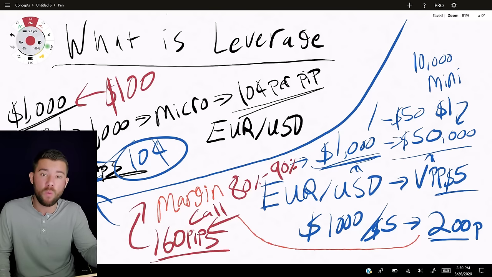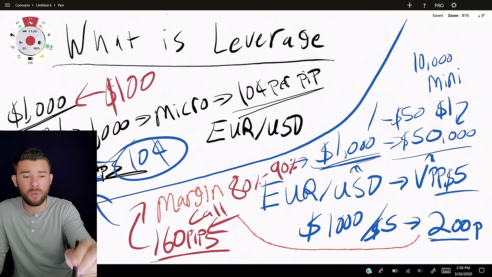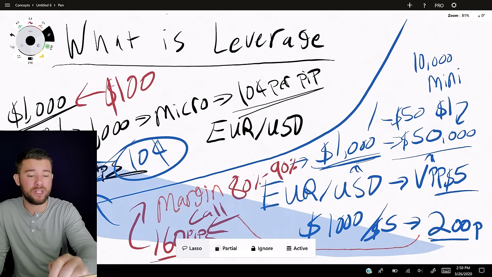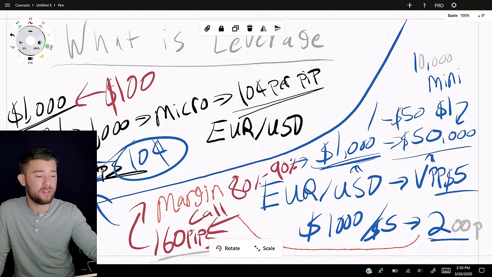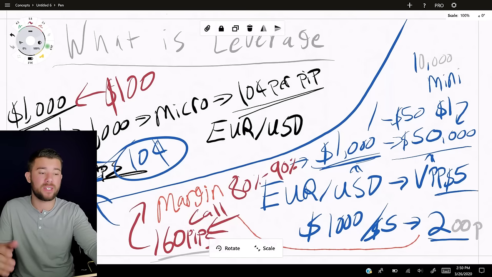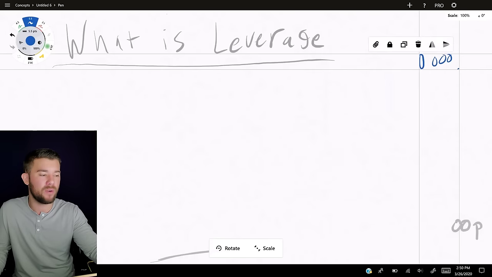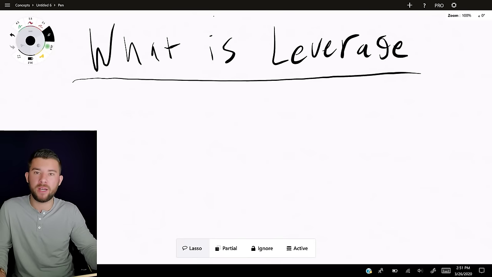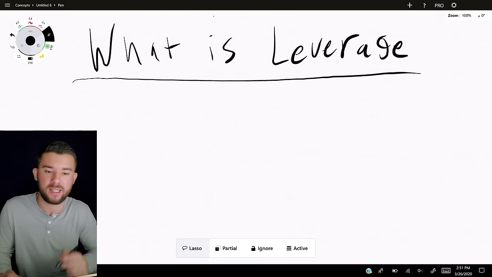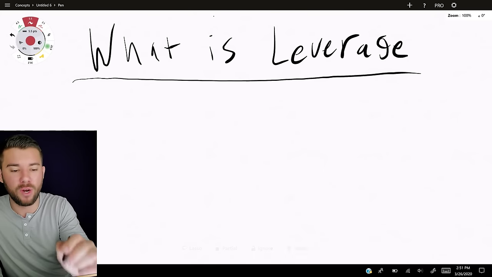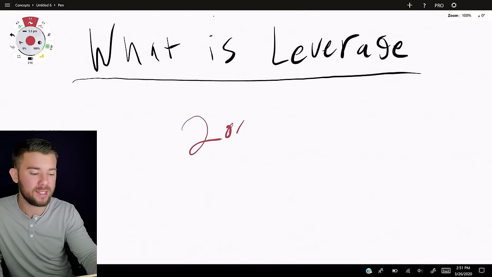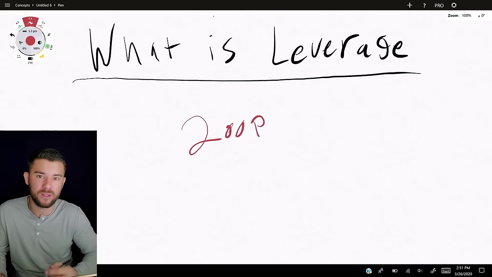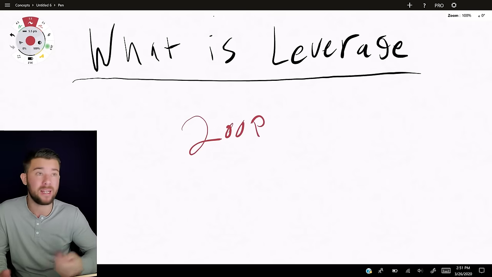This would be the wrong way to use leverage. You don't want to max out and be trading with leverage and trading your entire account value, because that gives you a very small margin of error. Again, we're talking about that 200 pips is all you have, probably closer to about 160. So if you only have 200 pips that you can lose, that's a pretty easy amount to lose. It's easy to lose 200 pips in a day, the way the markets are moving right now.